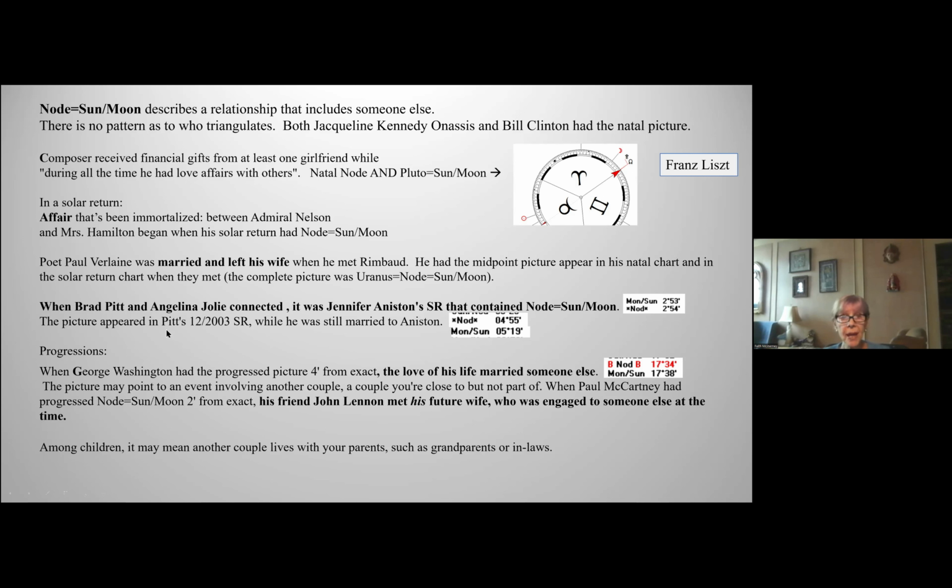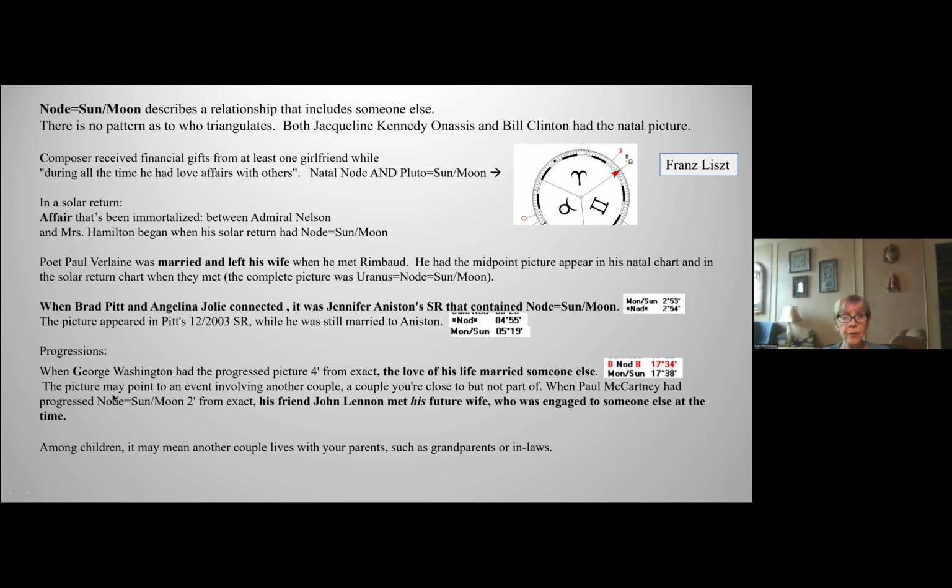Here we go. Here's the mate. It was in Brad Pitt's solar return when he was still married to Jennifer Aniston. Same picture. He was the triangulator. She was married to the triangulator. Here's a progression when George Washington had the progressed picture, 4 minutes of orb. The love of his life married someone else.